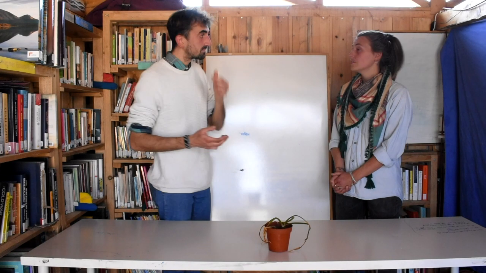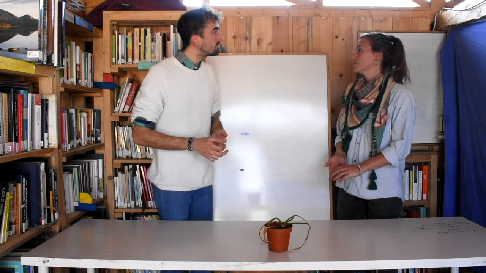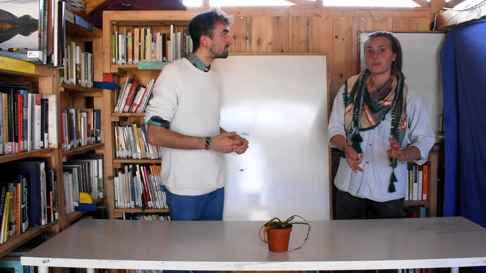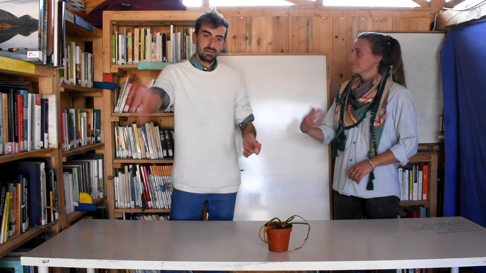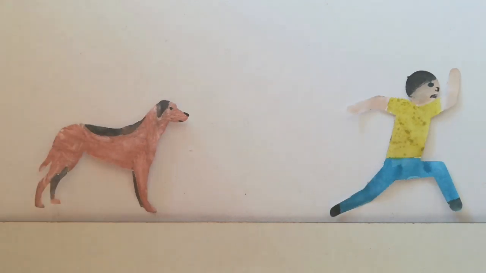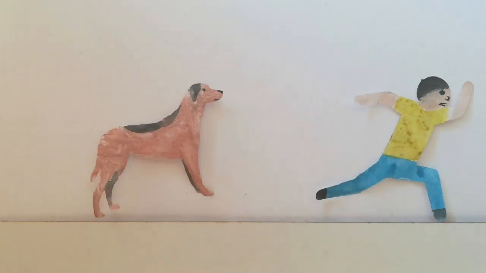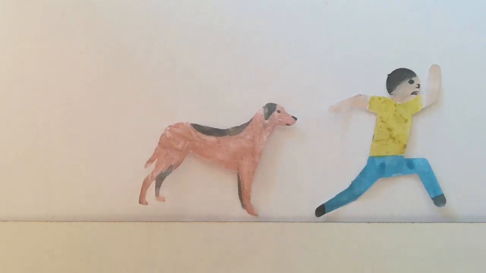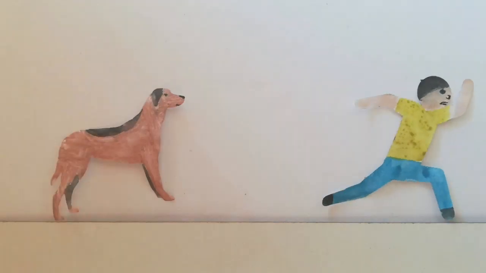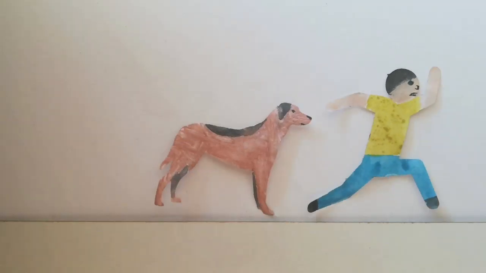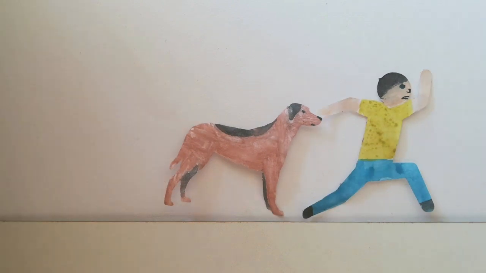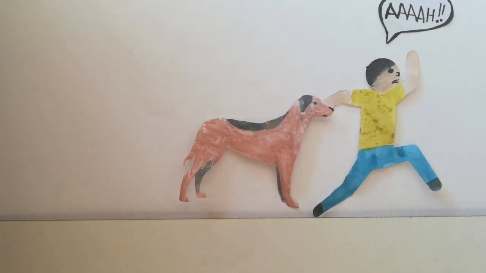Okay, so maybe we can actually look at some examples of different viruses that jumped from animals in this case to humans. Rabies is a virus that can affect many different species. It is transmitted through saliva and can be transmitted to humans by a bite of an infected animal.